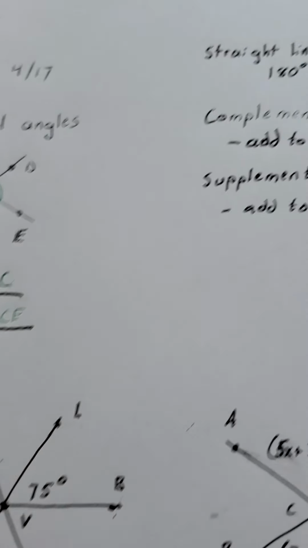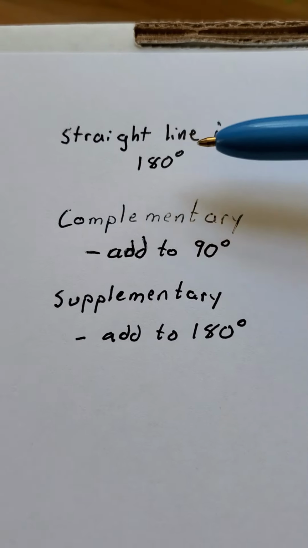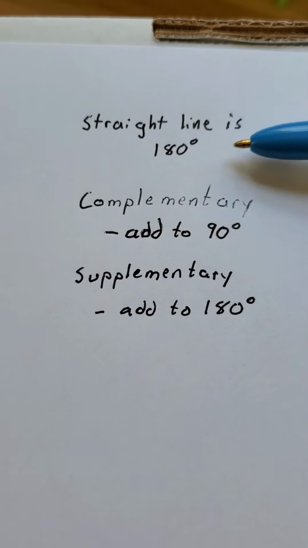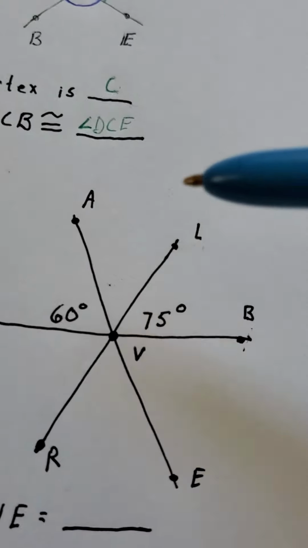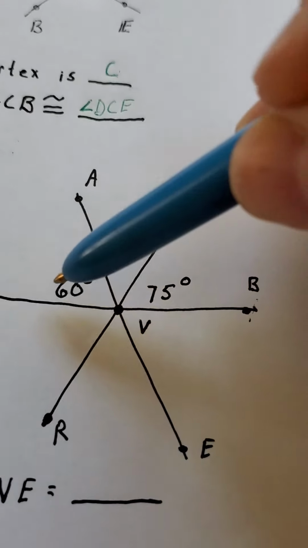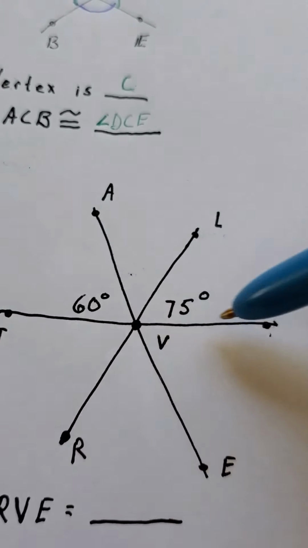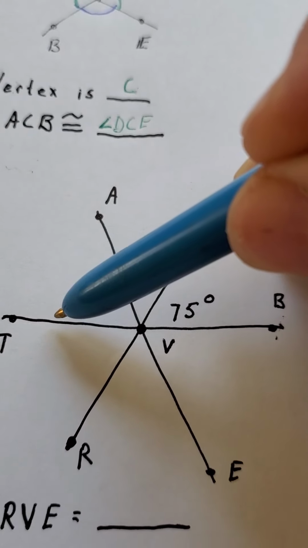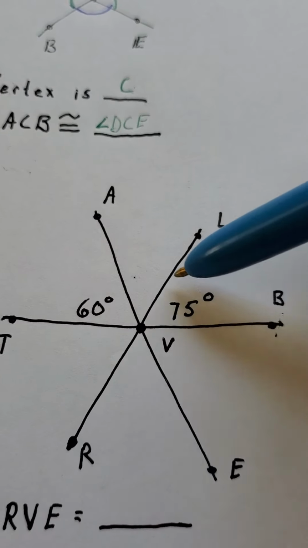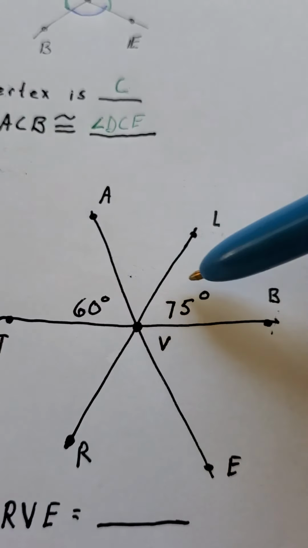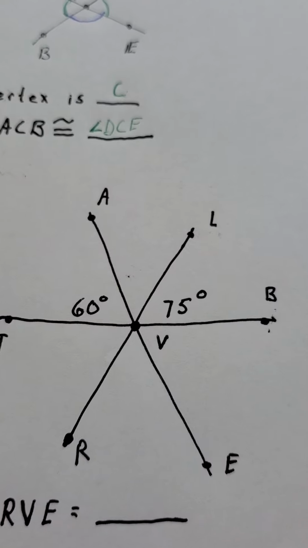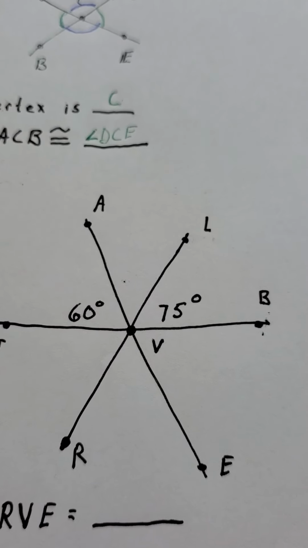So again, to go back to our vocabulary, I'm going to use this right here. A straight line is 180 degrees. I'm going to do that first of all to figure out what this angle right here in the middle is. So we have a straight line. If we look at here, TB is a straight line. So all these angles right here, that 60, this unknown angle, and that 75, all of these are going to add to equal 180 degrees. I don't know what this is yet, but we can use that 180 degrees to figure it out.